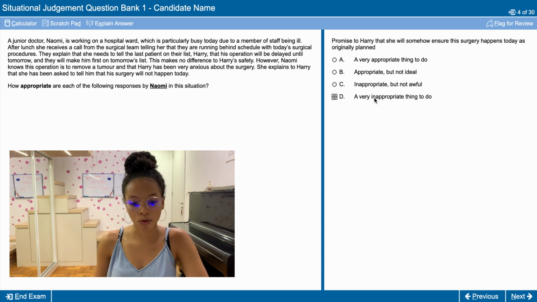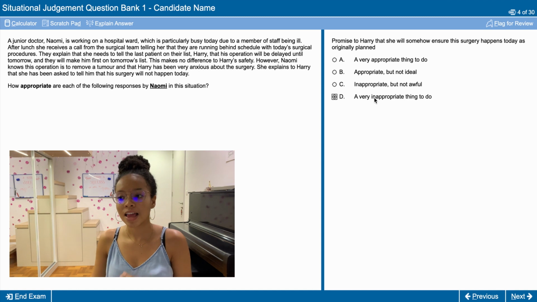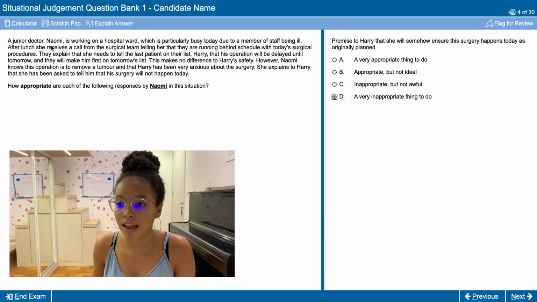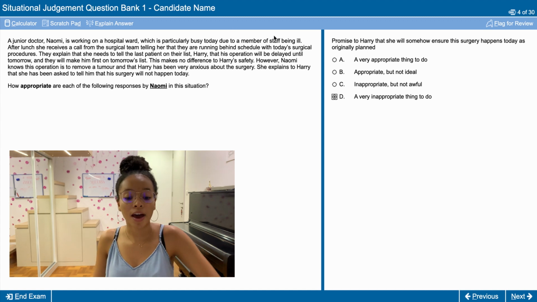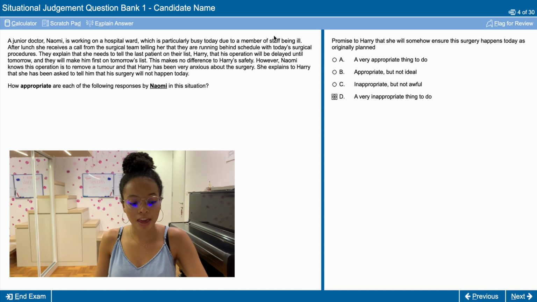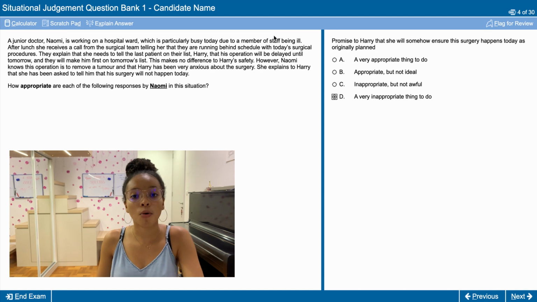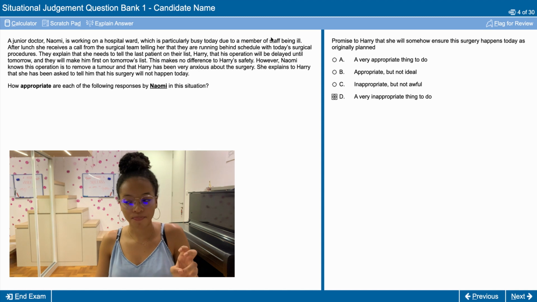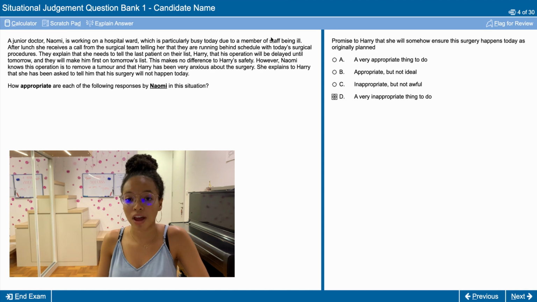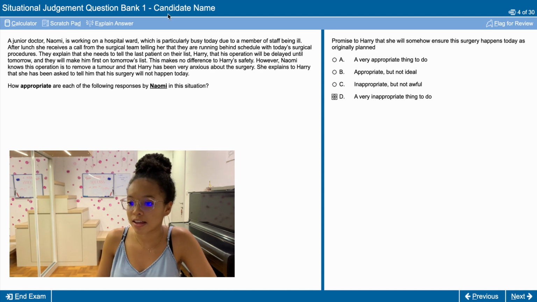And why is this a very inappropriate thing to do? It's very inappropriate because Naomi knows that, they say, a surgical team member is missing, is ill, and so they're already behind schedule. So accommodating Harry's surgery today is just not possible. So promising Harry, telling him, okay, Harry, I promise you that today you will have your surgery, is actually lying to him, because the surgery will not happen. It might relieve Harry momentarily, but then will cause more harm when he realizes that his surgery is not happening today, and might cause even more anxiety. So that would be answer D.